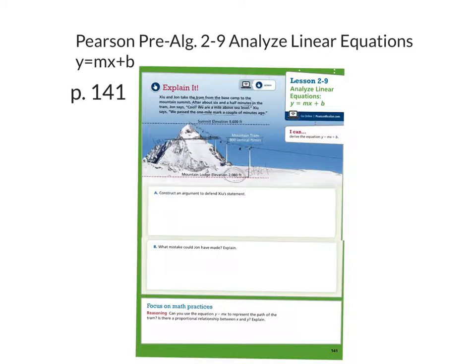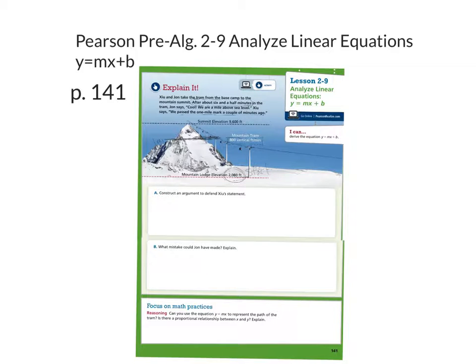Lesson 2.9, we're going to look at analyzing linear equations, y equals mx plus b. So we've been doing equations. We talked about y equals kx, which was proportional. We talked about y equals mx. M was our slope, which was also proportional. Finally now, we're going to talk about what happens when it's not proportional.